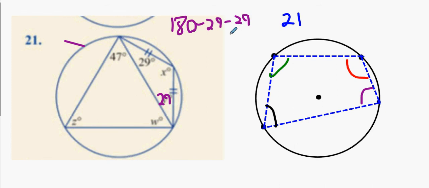180 take away 58. Anybody? 122. Now, opposite angles in a cyclic quadrilateral. It's called cyclic because all 4 points are on a circle, quadrilateral because it's a quadrilateral. What is this, the red angle plus the blue angle, equals? So what's the blue angle?